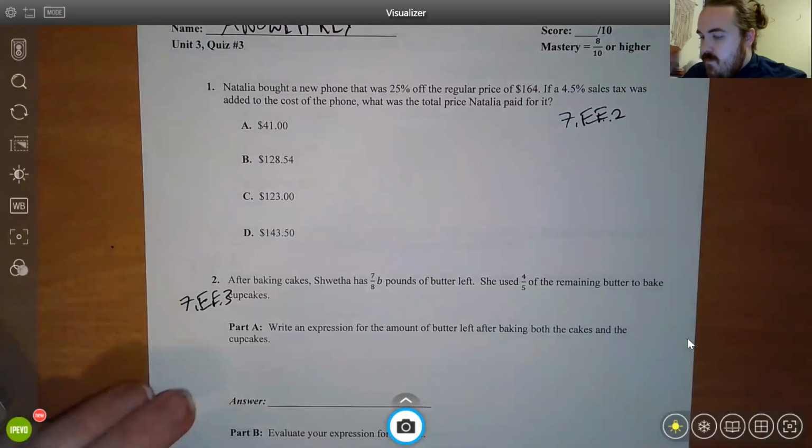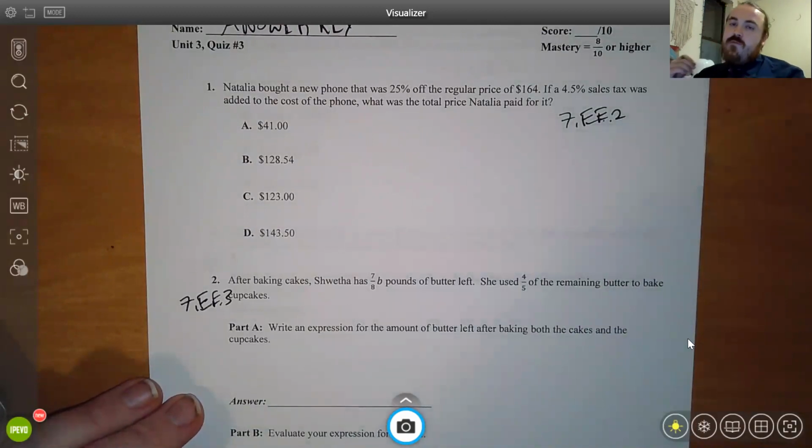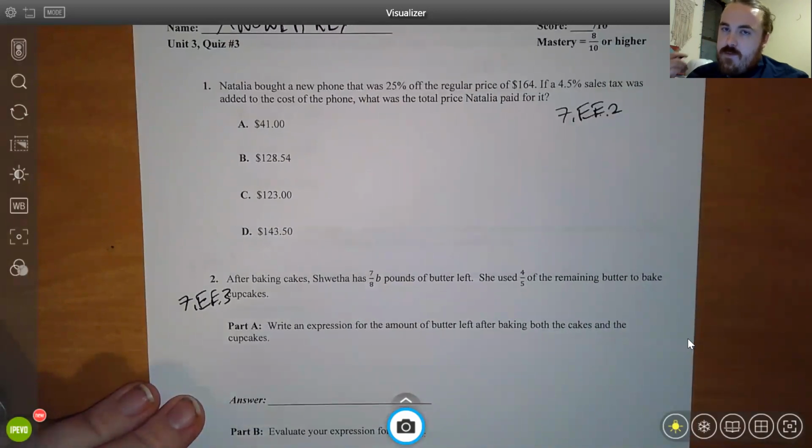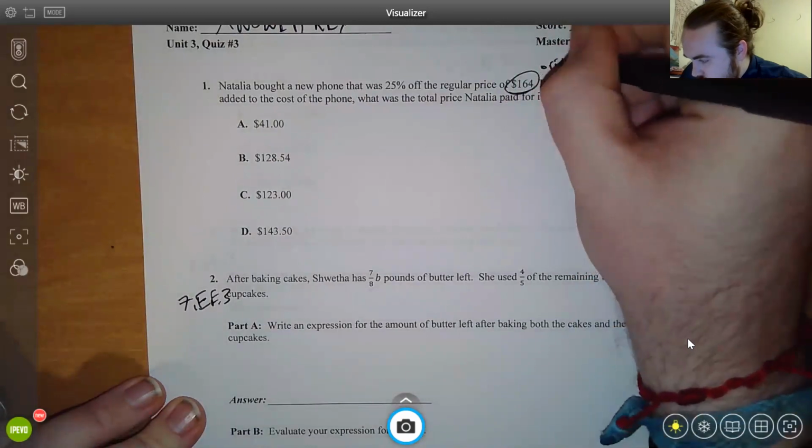All right, reading the first problem: Natalia bought a new phone that was 25% off the regular price of $164. If a 4.5% sales tax was added to the cost of the phone, what was the total price Natalia paid for it? So a couple of questions whenever we get one of these types of questions. First of all, you have to identify the original. The original is going to be 164.